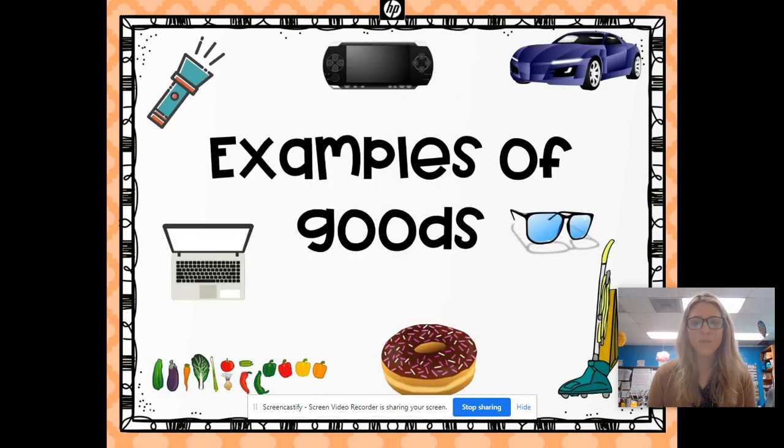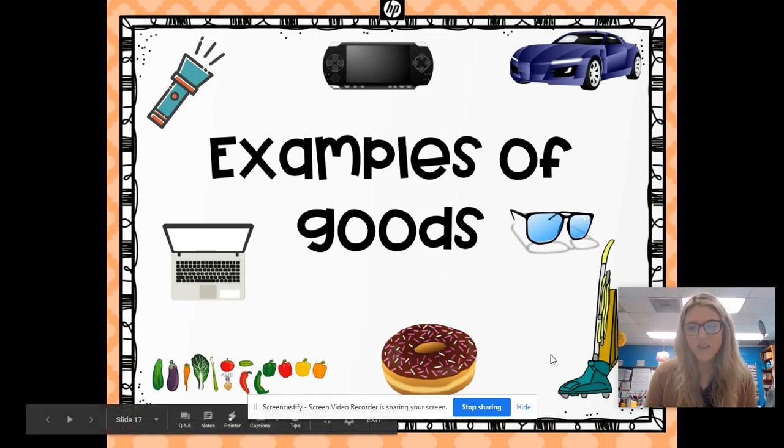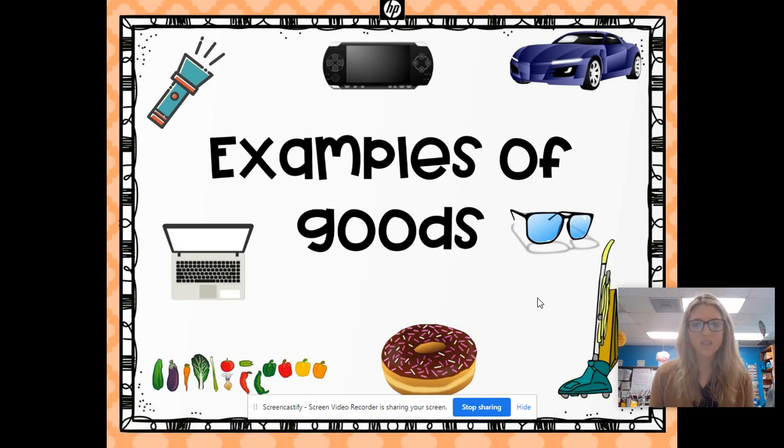Here are some more examples of goods. So I see a video game controller. Maybe some of you guys have seen a video game controller before. A really nice car that I would love to have. A flashlight, a Chromebook, donuts, a vacuum cleaner, sunglasses. All of those are examples of goods. Can you guys brainstorm right now? What are some more examples of goods? Write those on your paper if you'd like to.